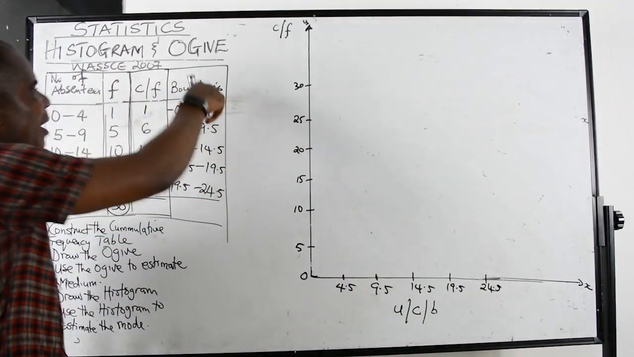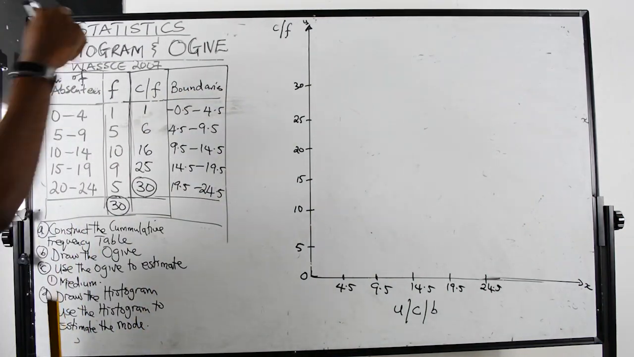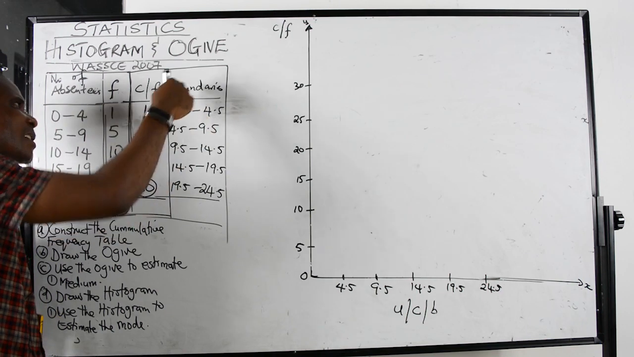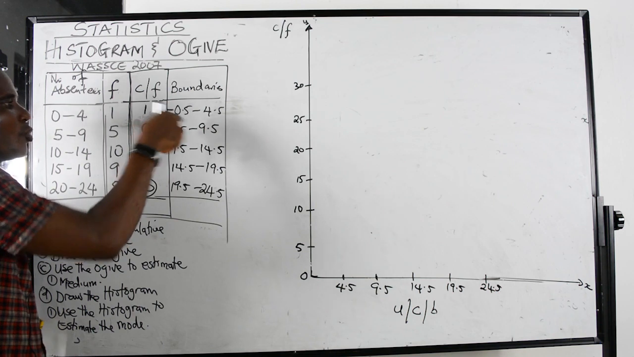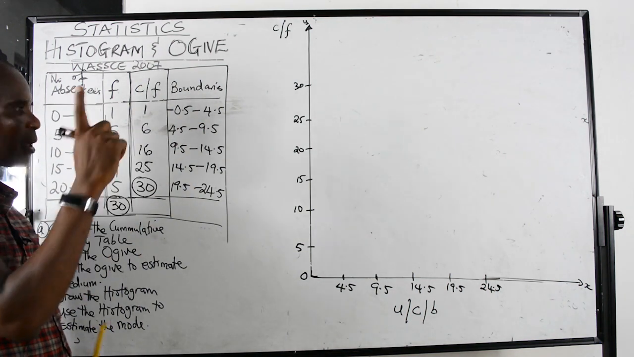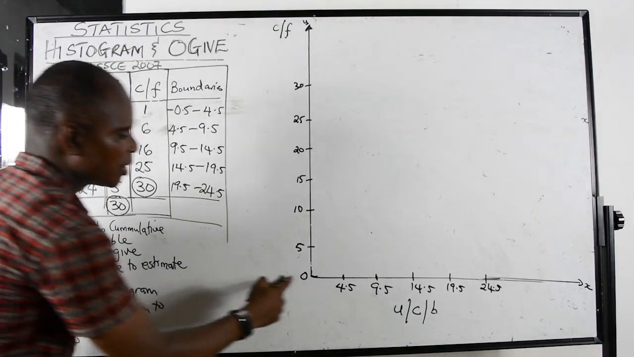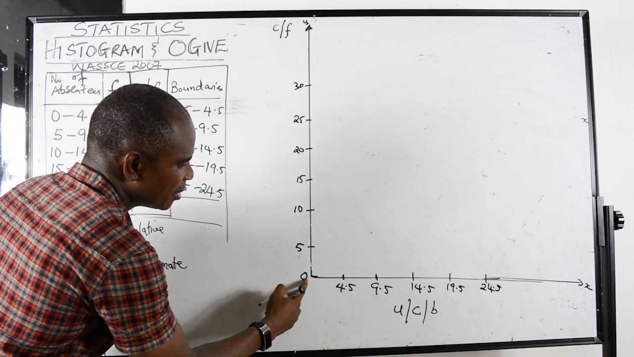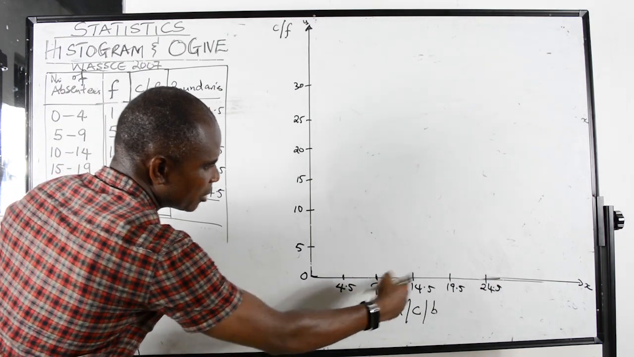It's not because I'm using only the upper class boundary when constructing the cumulative frequency curve that I have to put only the upper class boundary inside this column. No, you must have the upper and the lower class boundaries constituting this column, because the name is boundaries. Boundaries does not constitute only the upper class boundary, but the upper and the lower class boundary. So I don't need to put any zigzag here, because my scale is uniform. From 4.5 to there, it's all a uniform scale.